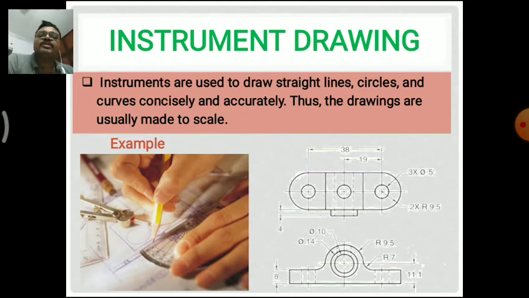The dimension unit is indicated at the start of the drawing. When we draw all dimensions in mm, we take them in mm only. When we take all the dimensions in centimeters, we take them in centimeters only. There is no changing of the dimensions in the middle of the drawing. When we start in mm, the end of the diagram is also in mm only. So these are the basic differences between instrument drawing and freehand drawing.